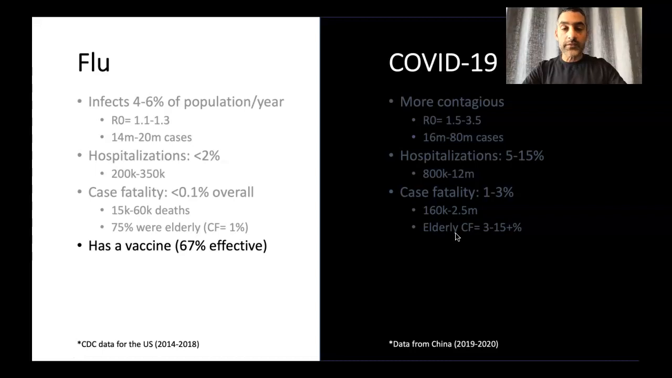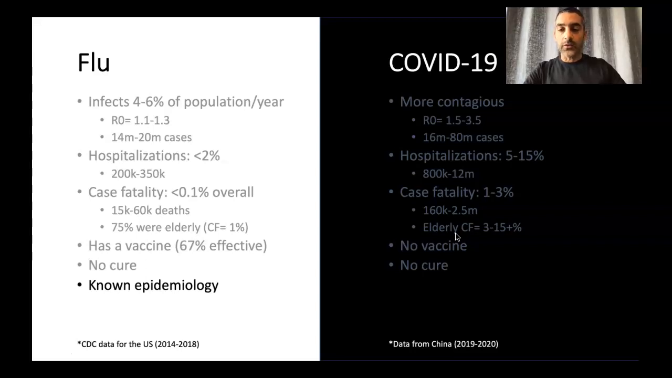As you know, the flu has a vaccine, which is about 67% effective, which is why everybody should be getting their flu shots, especially those at higher risk. COVID-19 does not have a vaccine. Flu does not have a cure. COVID-19 also does not have a cure. The thing about the flu, though, is that we know a lot about its epidemiology. We know how to predict it. In global terms, it is somewhat predictable in terms of when it's going to happen, when it's going to peak.